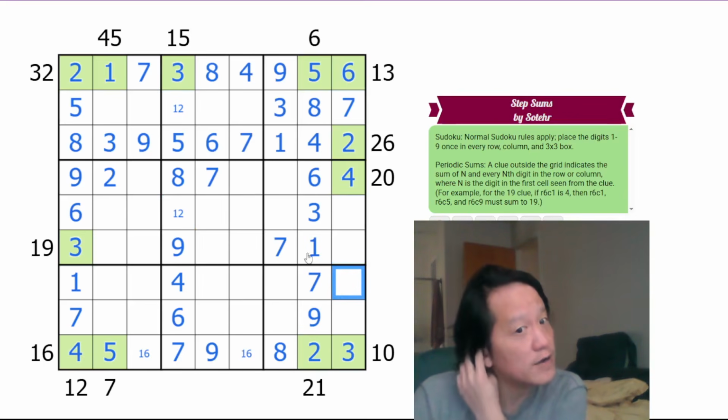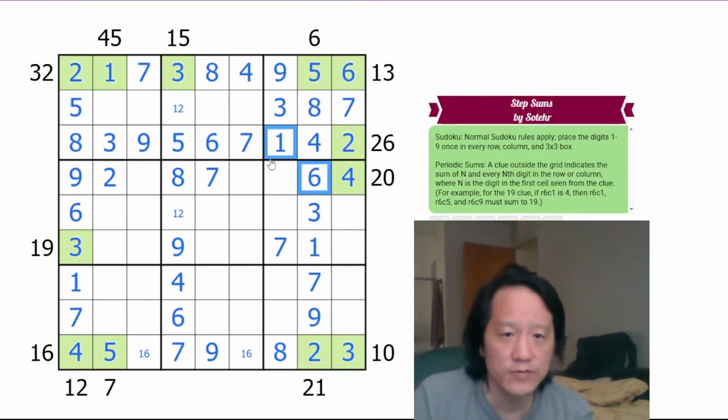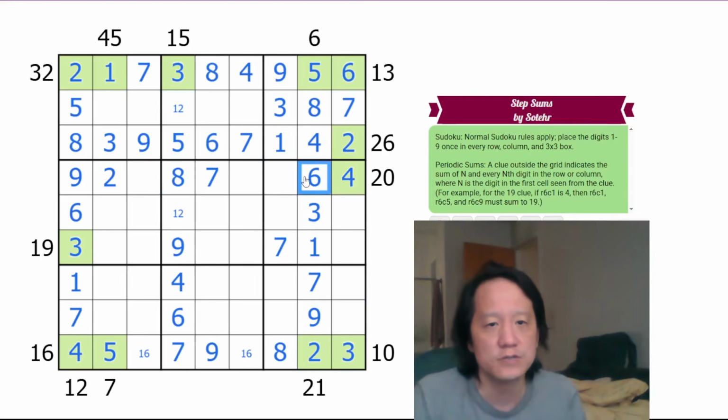We also have columns with 5 digits. We have rows with 6 digits. Okay, so let's do that. Remaining in row 4, we have 1, 3, and 5. This can't be 1 or 3 because 1, 3 in the box, so this is 5. So this can't be 3 because 3 in the box, so that's 1, which makes that 3.